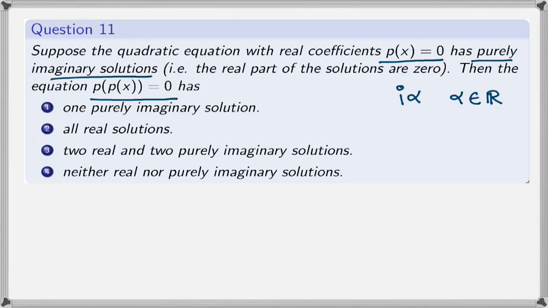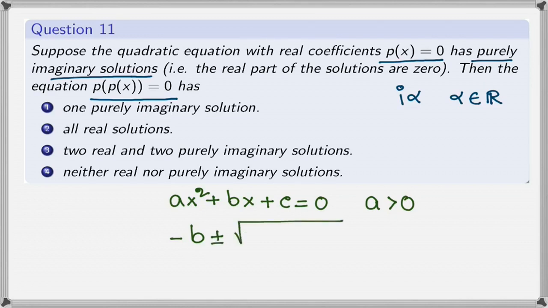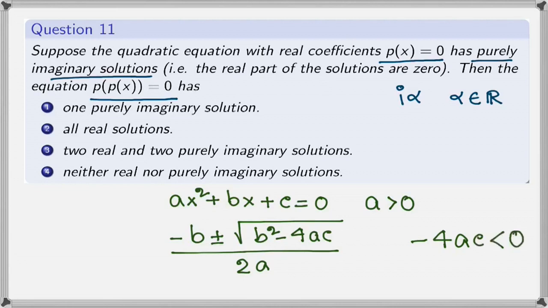Let us recall that a real quadratic equation is of the form ax square plus bx plus c is equal to 0, where a is strictly positive, and the solutions are of the form minus b plus minus square root of b square minus 4ac divided by 2a. Now, since it is given to us that the solutions are purely imaginary, then we can conclude that b square minus 4ac is strictly less than 0.